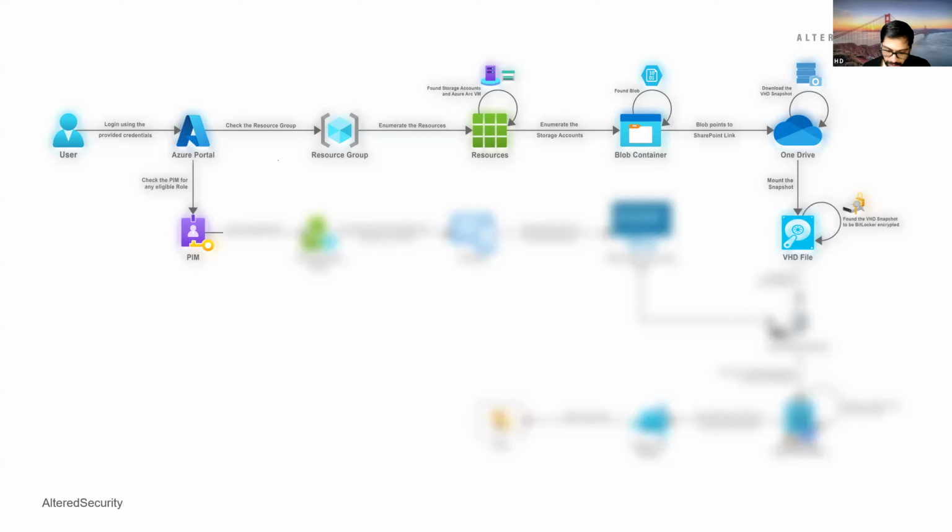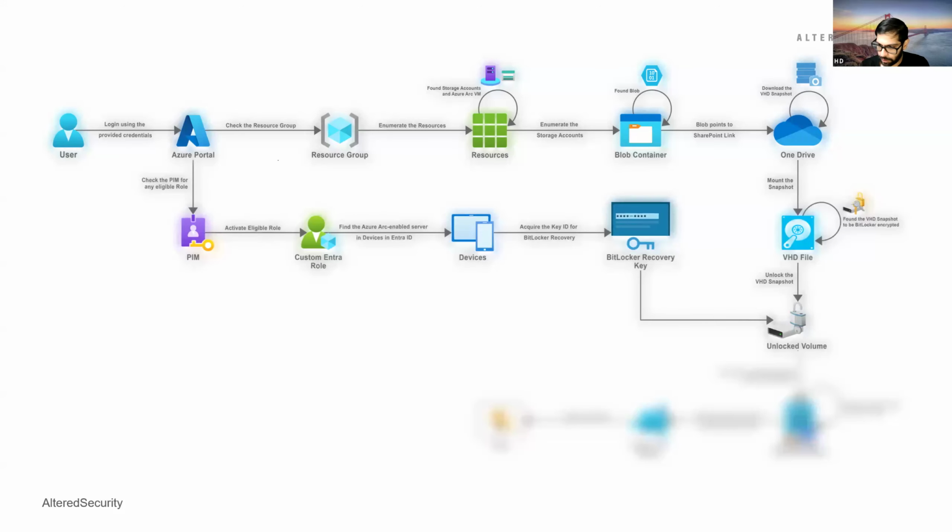Then, as any good red teamer, I checked if there's any eligible role. Because of no approver restriction, I was able to activate my custom Entra role. Then I checked if I can see the BitLocker keys in the devices, and I was able to acquire it. Once I acquired it, I unlocked the volume. I checked for interesting folders in the disk snapshot. I checked the PowerShell console history because I found Windows PowerShell in the documents folder, which is also silently hinting that I must check the console history.